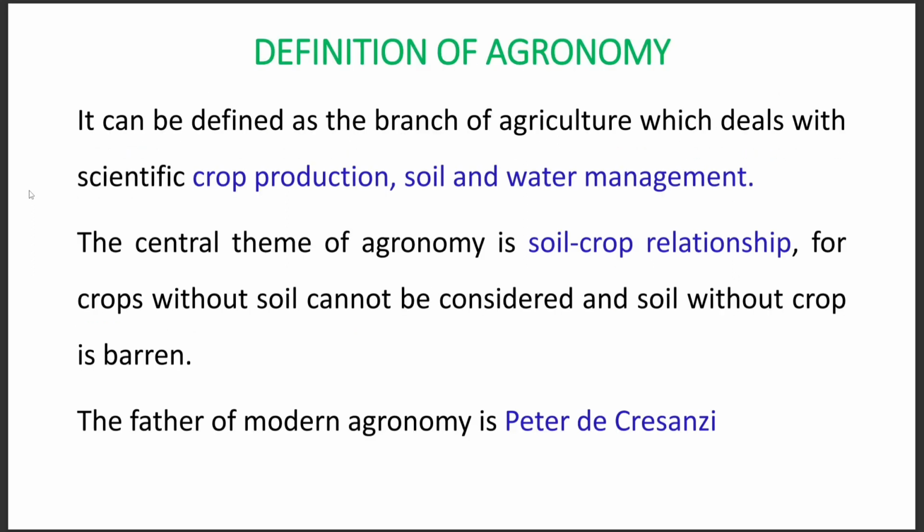So, the definition of agronomy. It can be defined as the branch of agriculture which deals with the scientific crop production, soil and water management. The central theme is how we can get a good relationship between soil, water and crop. So we need to know the basic management practices to get a good yield. The father of modern agronomy is Peter D. Crescenzi. It could be an important question for you guys.